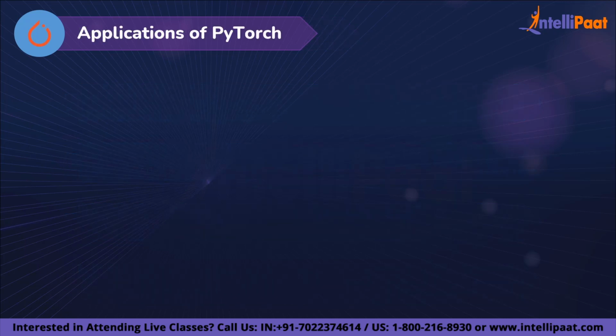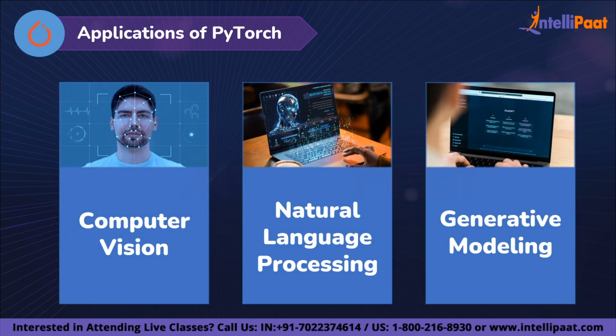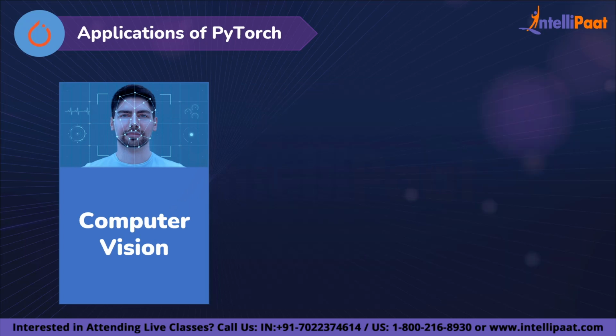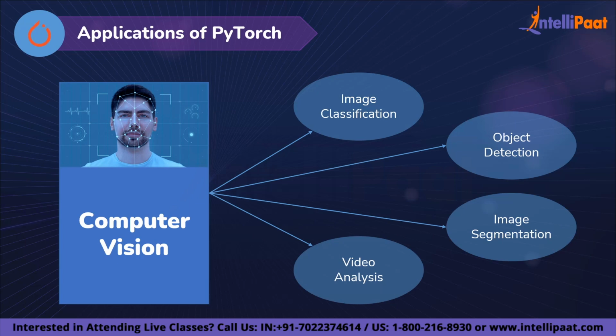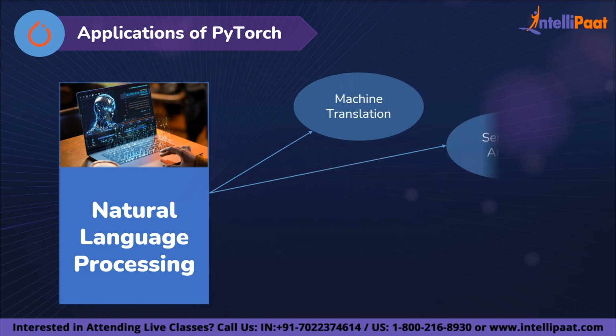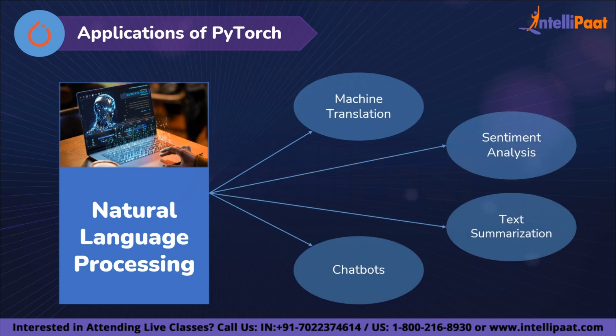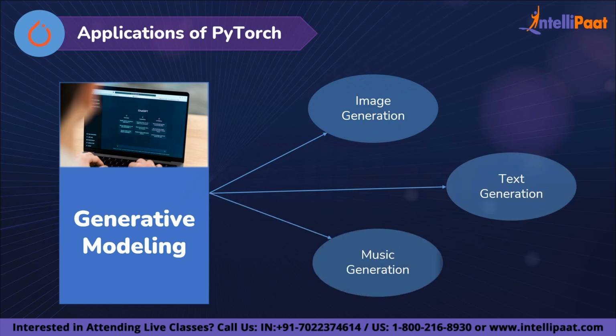Now, if we talk about the applications of PyTorch, then computer vision, natural language processing, and generative modeling are some of the main applications of PyTorch. And if we talk about computer vision, then image classification, object detection, image segmentation, and video analysis come in. In natural language processing, we have machine translation, sentiment analysis, text summarization, and chatbots. And in generative modeling, image generation, text generation, and music generation come in.